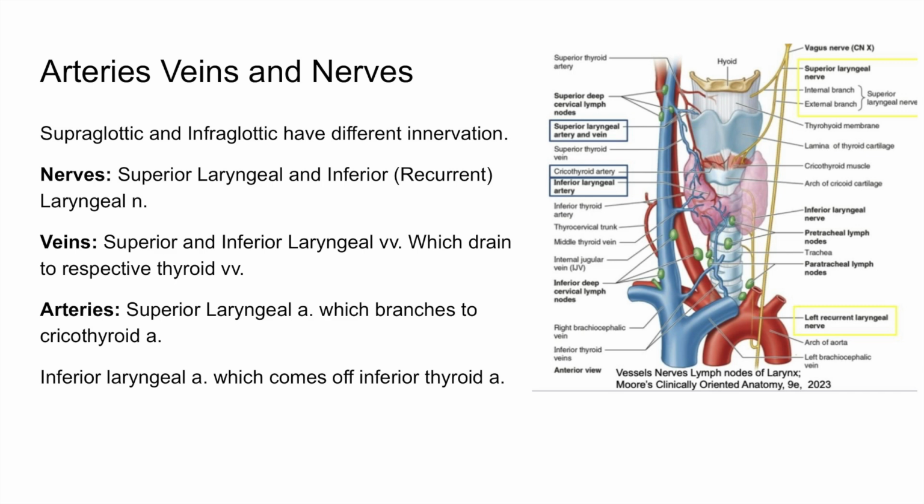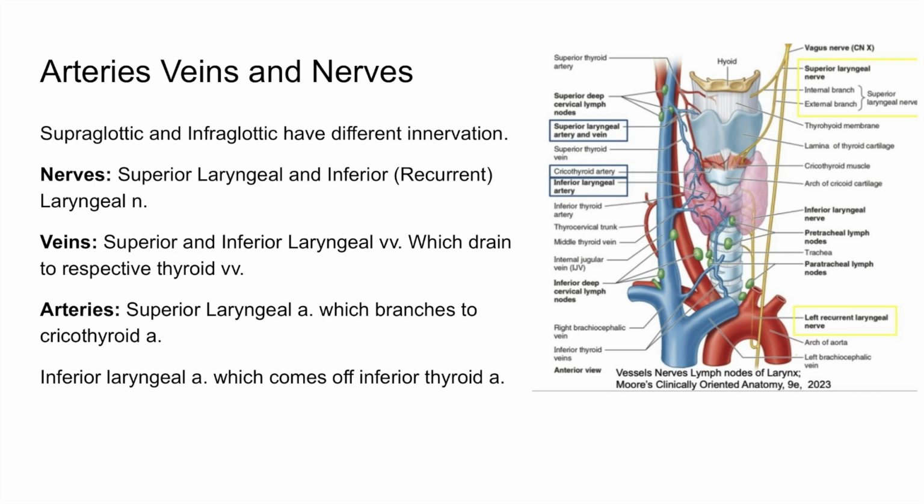Below the vocal cords, everything is handled by the recurrent laryngeal nerve, which becomes the inferior laryngeal nerve once it enters the larynx. This nerve supplies all other intrinsic laryngeal muscles and provides sensory innervation below the vocal cords, or the infraglottic region.